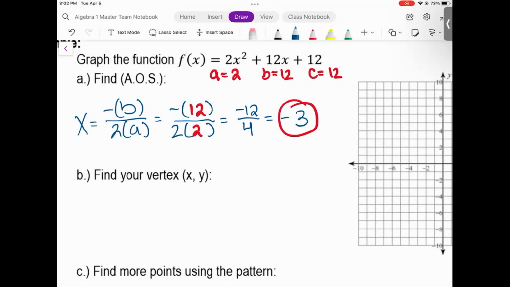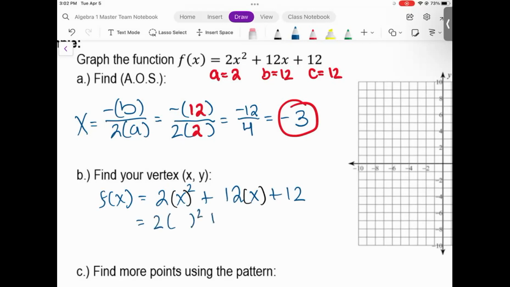The next thing we got to do is find your vertex. And remember, to be able to find your vertex, all you need to do is use the initial function, the original function we started with, which is 2x squared plus 12x plus 12. And remember, we are going to be putting parentheses around the x. And let's rewrite the function again. So now we got 2 parentheses squared plus 12 parentheses plus 12. And what are we going to do? Well, we're going to take that axis of symmetry and we're going to replace it for every x that we see.